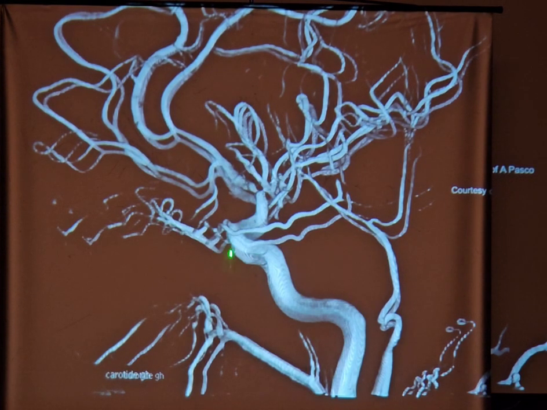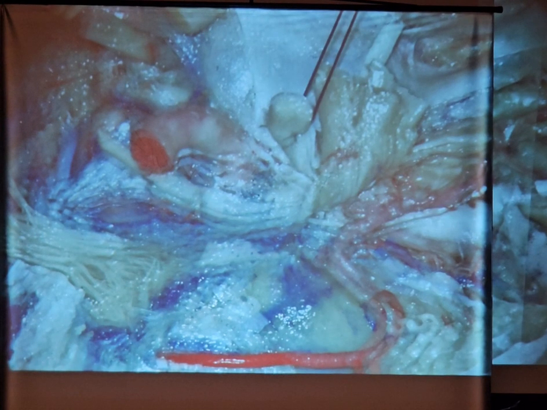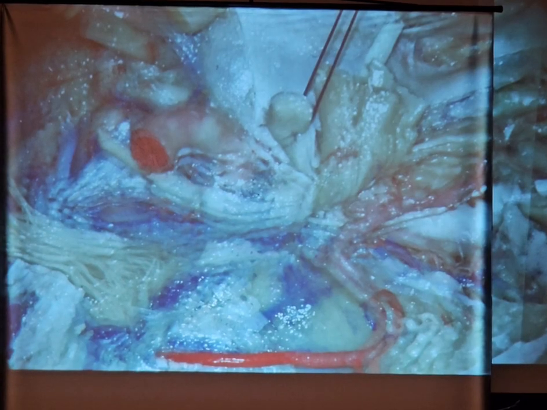Obviously, we have the Meckel's cave, the superficial temporal artery, and this is here the middle meningeal artery arising from the ophthalmic artery. Now, another variation.